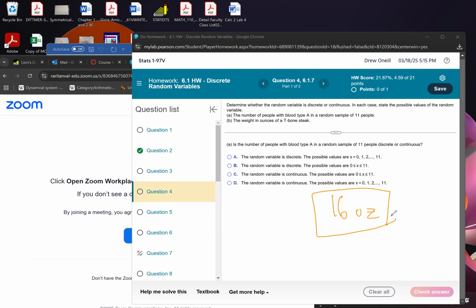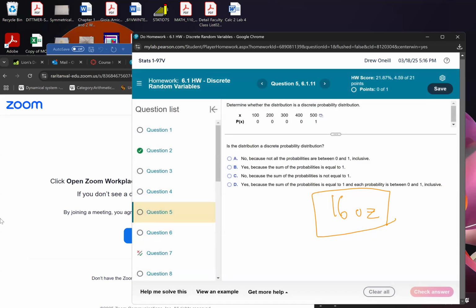Discrete are things that just have to be an integer number, right? So like part A is definitely discrete, because you can't have half a person being a certain blood type or whatever. Okay, so those aren't too bad.